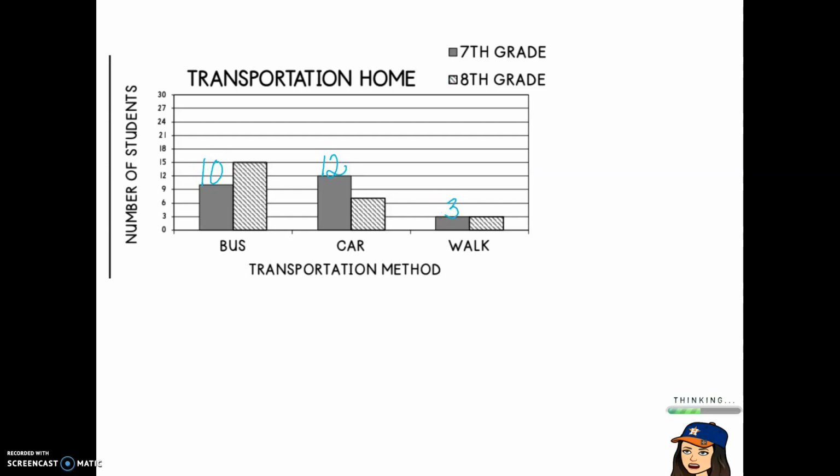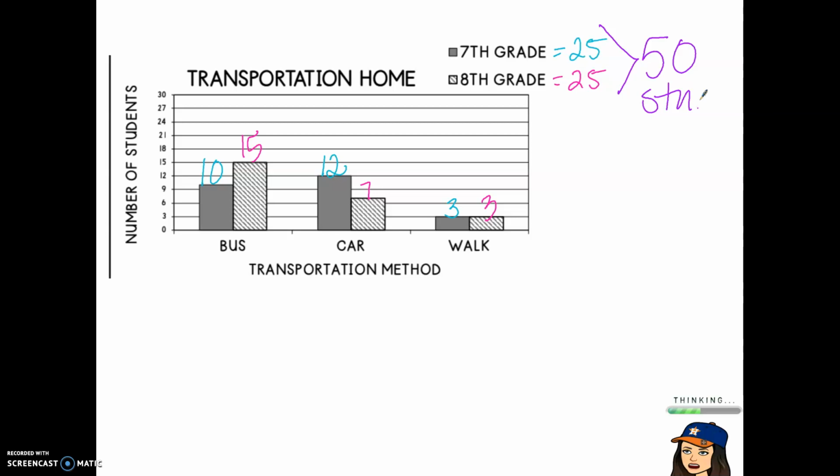So if I add these together, 10 plus 12 is 22, plus 3 is 25. So I have 25 7th graders. Now let me check out my 8th graders. So here I have 15. Here I have, looks like 7. And then I have 3. Well, I know 7 and 3 is 10. 10 plus 15 is, what do you know? 25. Now, it's good to know how many of each, but I also need to know the whole. So that means I have 50 students total.